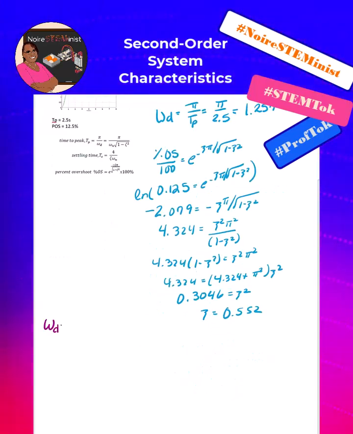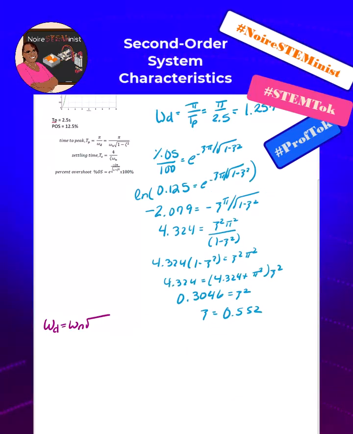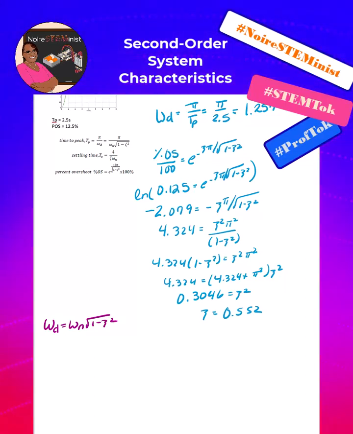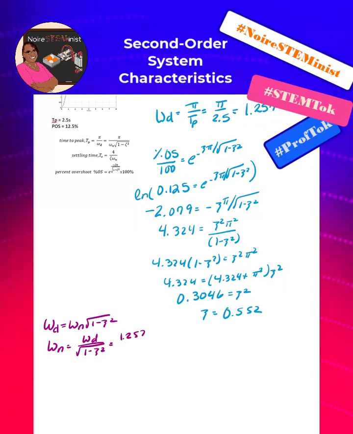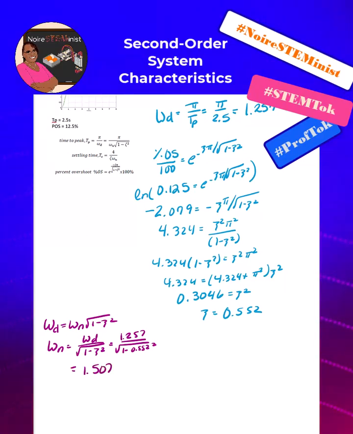Now the damped frequency, omega d, is equal to omega n times the square root of 1 minus zeta squared. So the natural frequency, omega n, is omega d divided by the square root of 1 minus zeta squared. We now have omega d and zeta. So 1.257 divided by the square root of 1 minus 0.552 squared. So the natural frequency is equal to 1.507 radians per second.